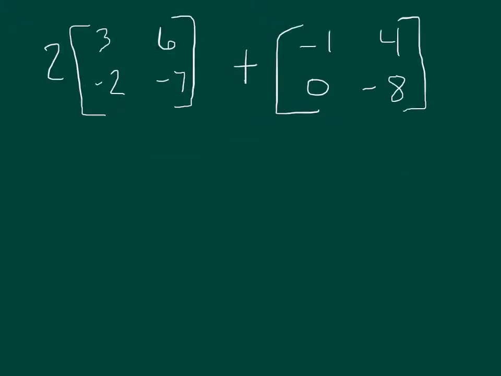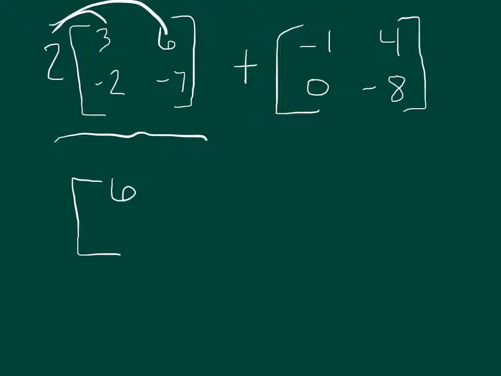Okay, and then you just kind of put it together. So this is multiplying along with adding. So the first thing you have to do is multiplying, because remember order of operations. So then if I multiply this first matrix right here, I'm going to multiply every single number by 2. So 2 times 3 is 6.